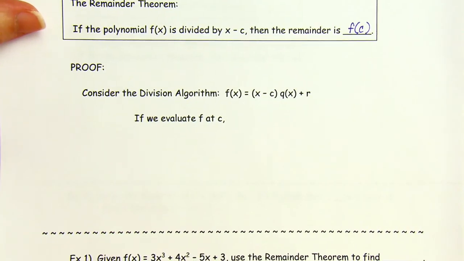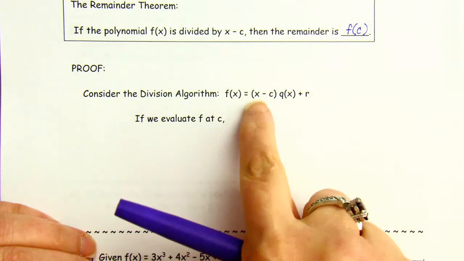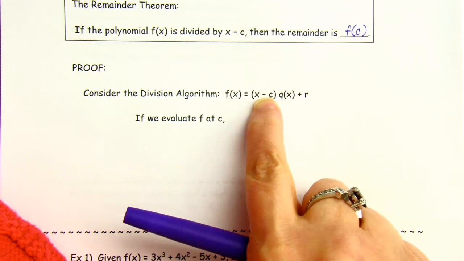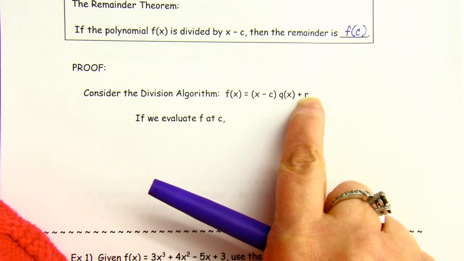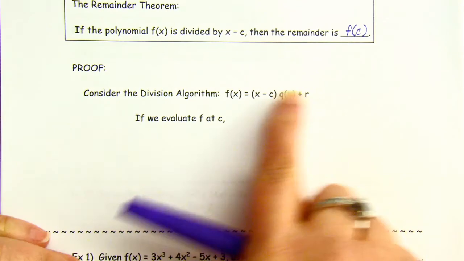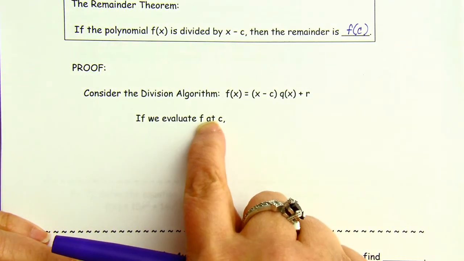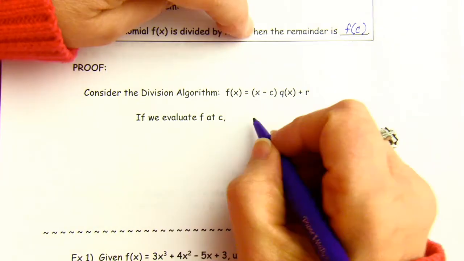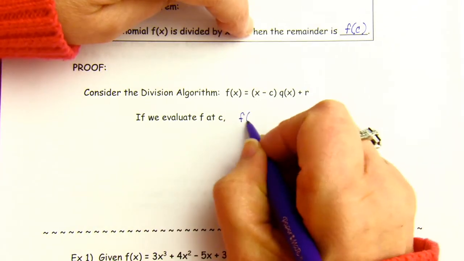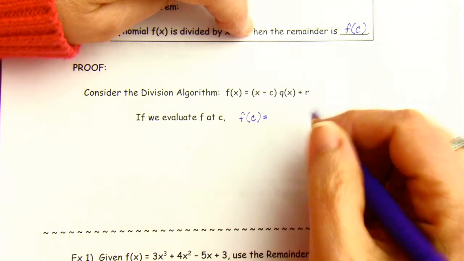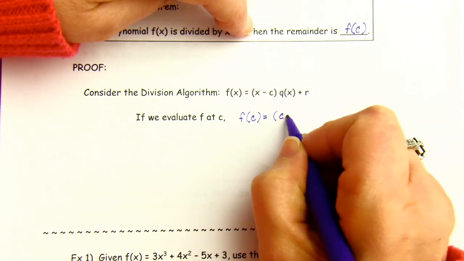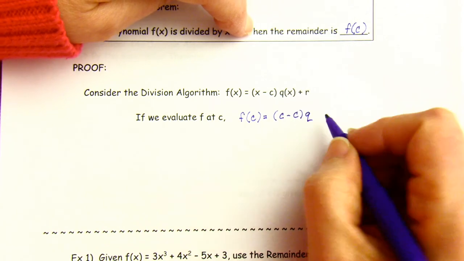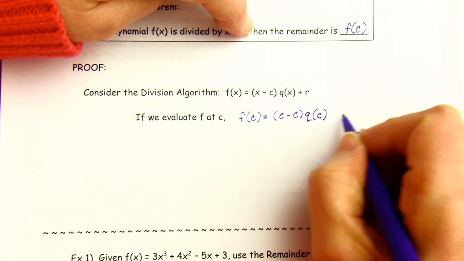Consider the division algorithm. f of x equals d of x times q of x plus r of x, right? This was my divisor, my quotient, and my remainder. If we evaluate this function at c, then every place we have an x, we replace it with a c, right? If we evaluate the function at f of c, we get c minus c times q of c plus r.